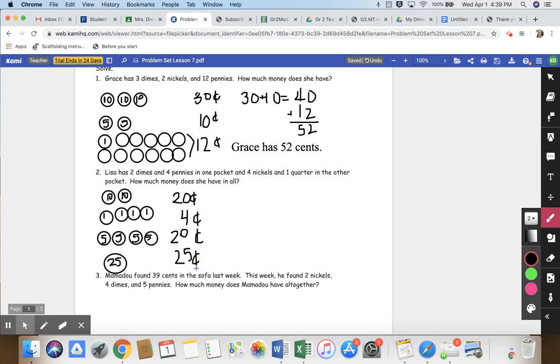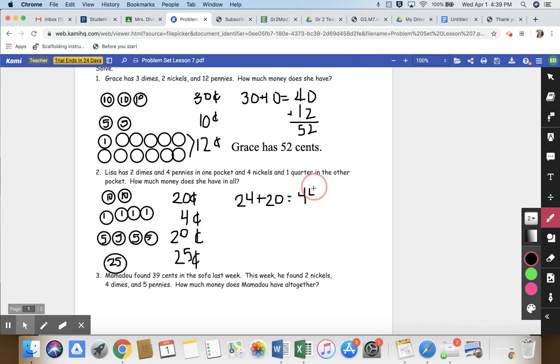Okay, so next, the next step of this problem is then to add our quantities, or add our values. So we've got 20 plus 4. I'm just going to say it's 24. Okay, plus 20 is going to give us 44.